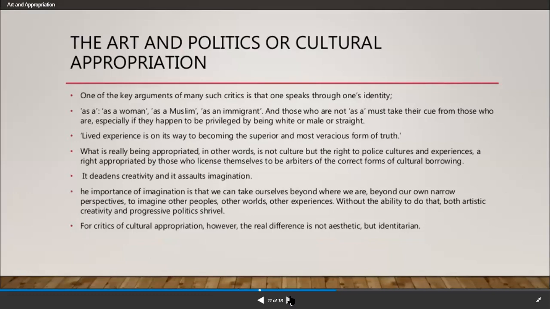And what is this? One of the key arguments of many such critics is that one speaks to one's identity. So as a woman, as a Muslim, as an immigrant, those who are not as such must take their cue from those who are, especially if they happen to be privileged by being white or male or straight. If, for example, there is a culture of appropriation, we say, you are a Christian man, you are not a Muslim.